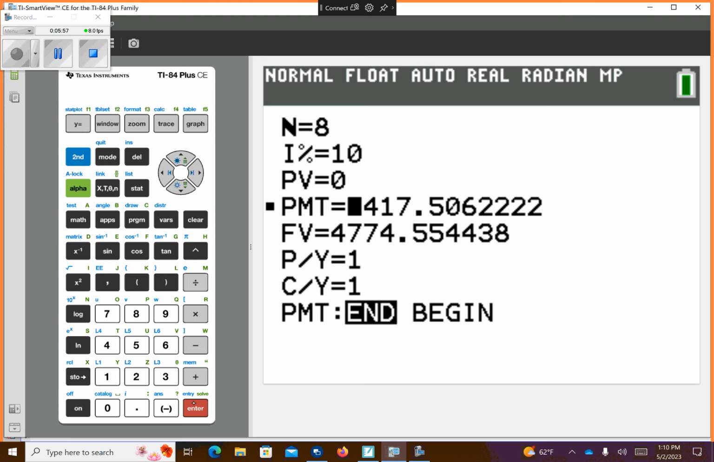Oh, I didn't, did I? That should be 50,000. So thank you so much. I was like, that's definitely not what I got. Yeah, I made a mistake. Alpha solve. Oh, it looks like he has to go $4,372.20 each year for 8 years to have that future value of $50,000.